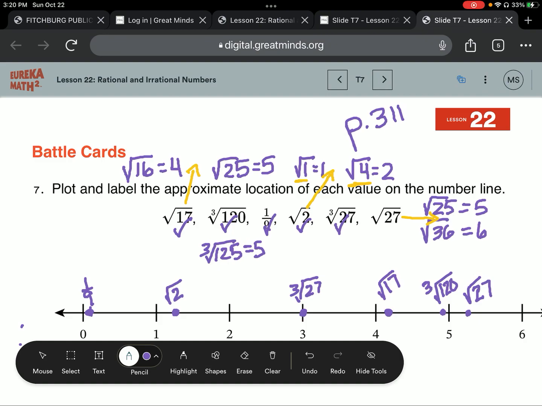All right, so again, this is workbook page 311. You should have this now filled in on this workbook page.